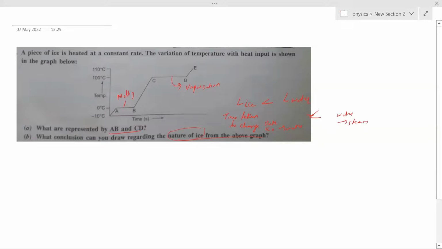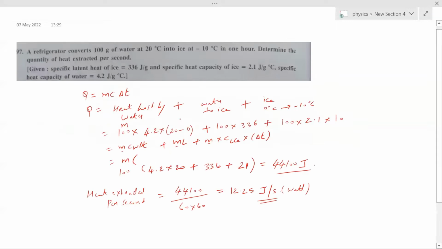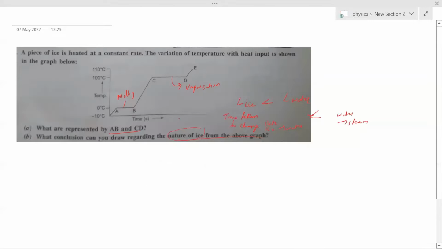So same AB and CD, that is the nature of ice. Because its latent heat is less, melting will take place quickly as compared to vaporization. Clear? Clear, or still you are having doubt? No, sir, clear.